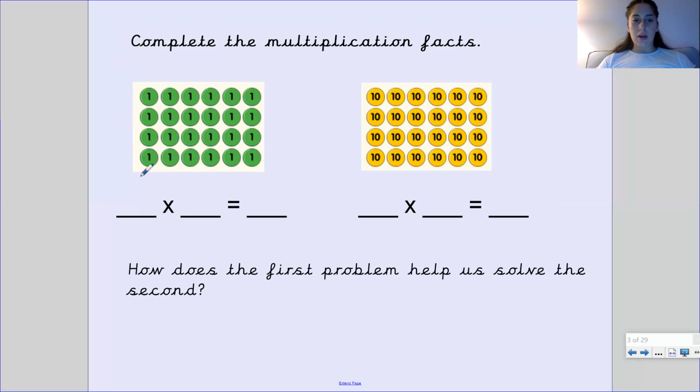1. So 1 times 24, because one counter has been repeated 24 times. So what's 1 times 24? 24.